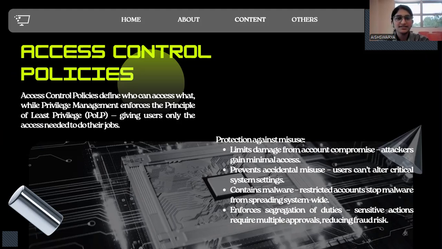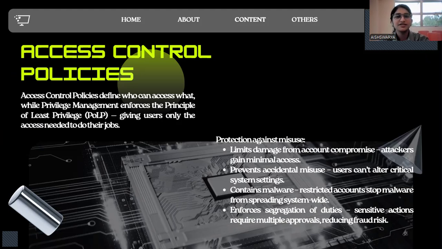Access control policy. Building on authorization, we have access control policies. These policies explicitly define who can access what. A critical principle enforced here is the principle of least privilege, or POLP, which means giving users only the bare minimum access needed to perform their jobs.